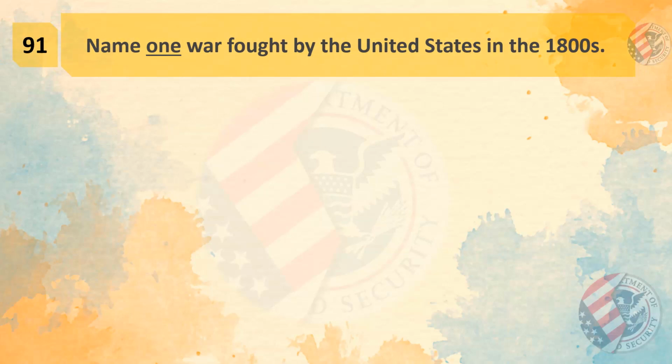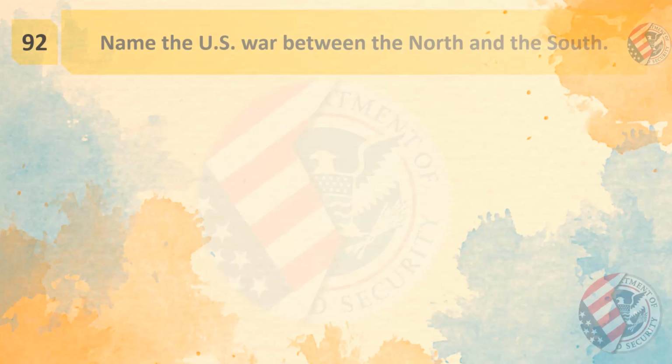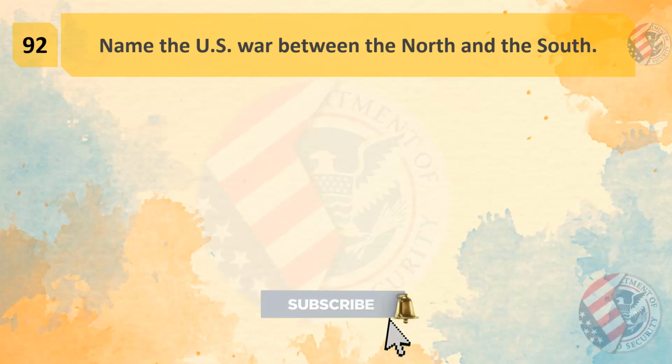Name one war fought by the United States in the 1800s. War of 1812. Mexican-American War. Civil War. Spanish-American War. Name the U.S. war between the North and the South. The Civil War.